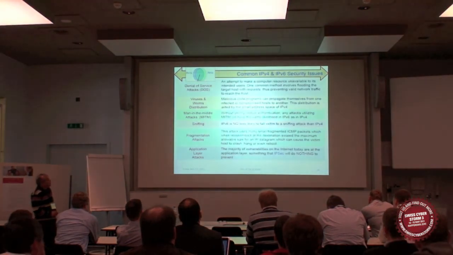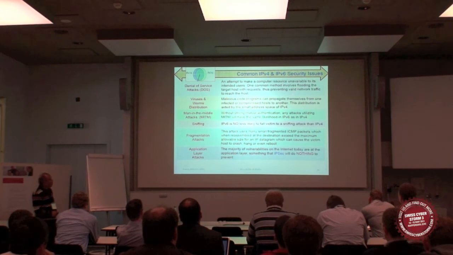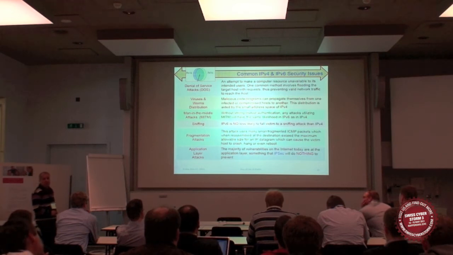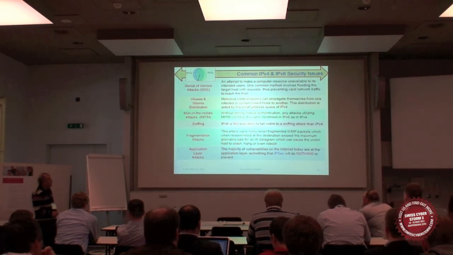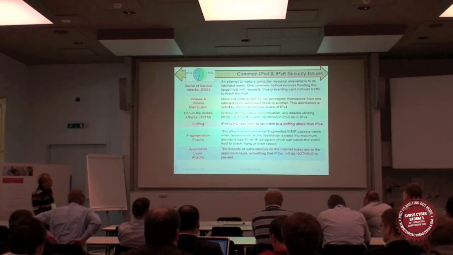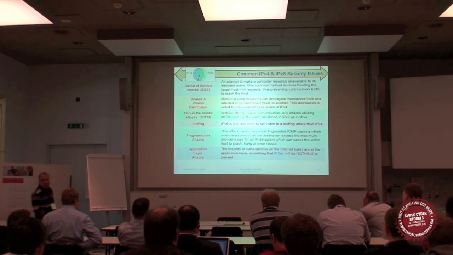Now, the common IPv4 and IPv6 security issues are roughly the same. We have denial of service attacks, viruses, worms, and distributed attacks, especially since IPv6 does not protect the application layer. It protects only the network layer, layer 3. And we have man-in-the-middle attacks, spoofing, fragmentation attacks, and application layer attacks. All the network and security engineers know these, how they have been done, and how to mitigate them. For example, for application layer attacks, IPv6 will do nothing to prevent them.